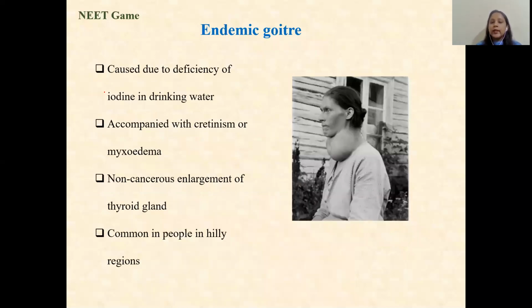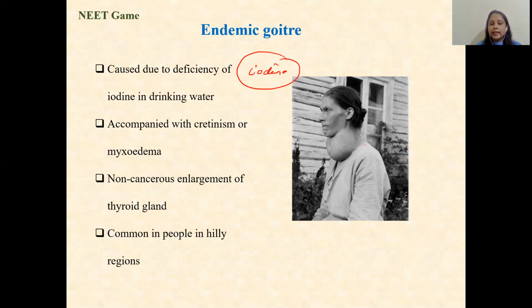Now, let's come to endemic goiter. Endemic means, first of all, it is located to a particular region only, or affecting the people of a particular area only. That is the word endemic, which can be used for endemic animals, and also endemic goiter. So endemic goiter is generally caused when there is a deficiency of iodine in the drinking water. It leads to endemic goiter.